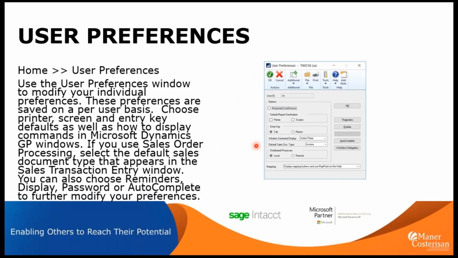If you use sales processing, you can default the sales document type from invoice or quote or orders. You can also see here, we were talking about reminders are listed here also.